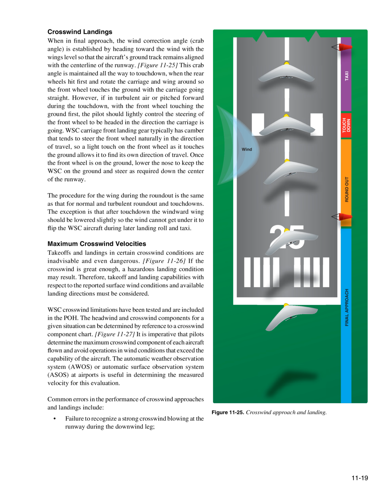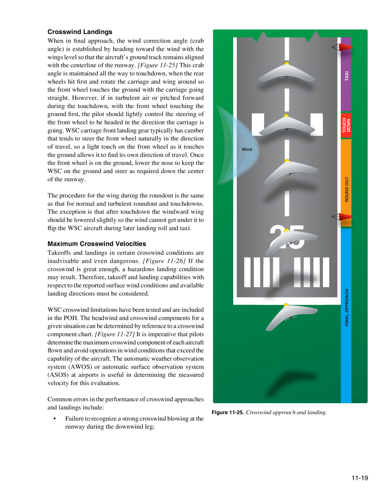Maximum crosswind velocities. Takeoffs and landings in certain crosswind conditions are inadvisable and even dangerous. Figure 1126. If the crosswind is great enough, a hazardous landing condition may result. Therefore, takeoff and landing capabilities with respect to the reported surface wind conditions and available landing directions must be considered. WSC crosswind limitations have been tested and are included in the POH.